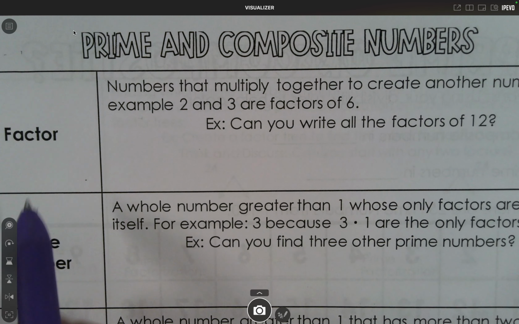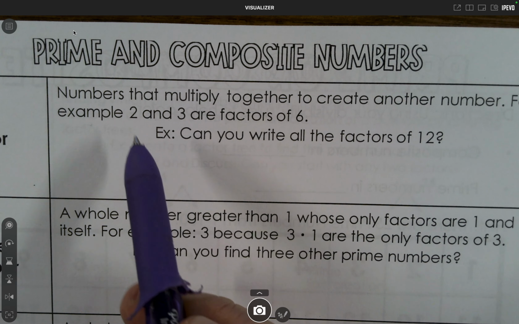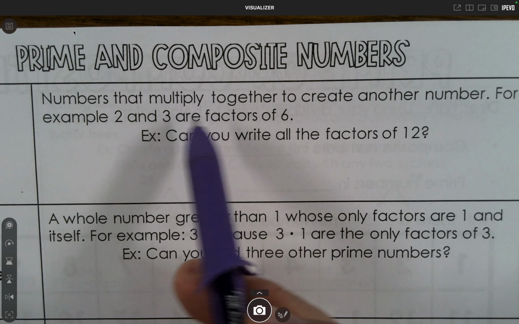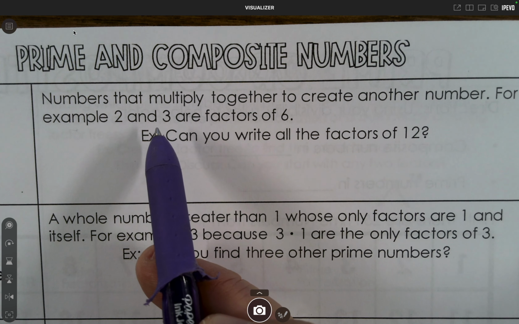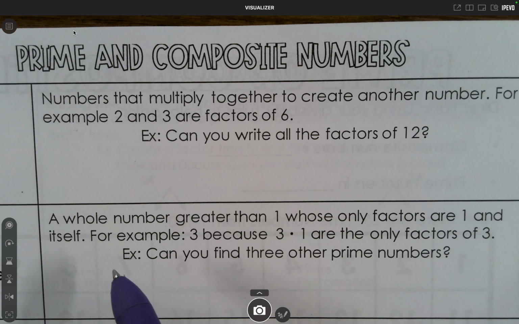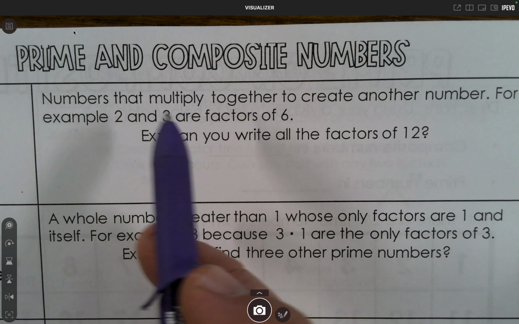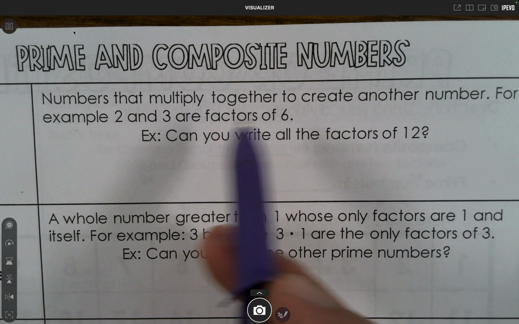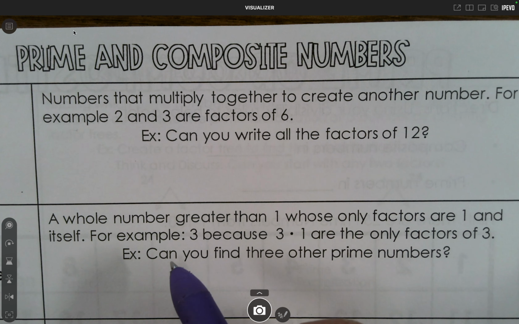You already know what factors are. They're numbers that go evenly into a number. So they define it as numbers that multiply together to create another number. For example, 2 and 3 are factors of 6 because 2 times 3 equals 6. Also, you can think of it as 6 divided by 3 is 2, 6 divided by 2 is 3. So they divide evenly or go evenly into 6. That also makes them factors.